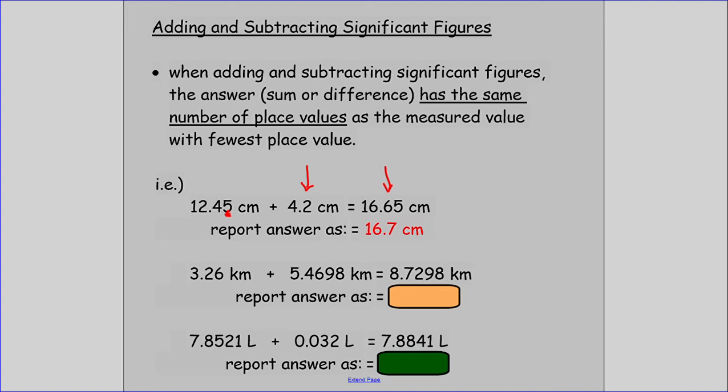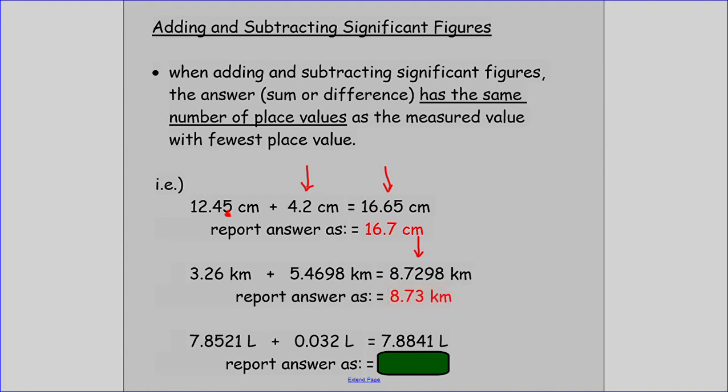And then the same thing for the next two. The 3.26 goes 2 digits past the decimal. 5.4698, 4 digits past the decimal. Add them up, don't round anything early or anything like that. 8.7298. And then when I take a look, the 3.26 is far less accurate, which means that I can only go 2 digits past the decimal. So I'm looking at this 2, and I'm trying to figure out, is that going to stay as a 2 or go to a 3? I look at the digit after it, it's a 9, so 8.73 kilometers as my value.